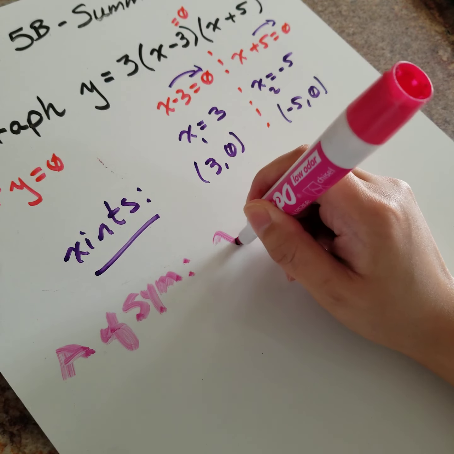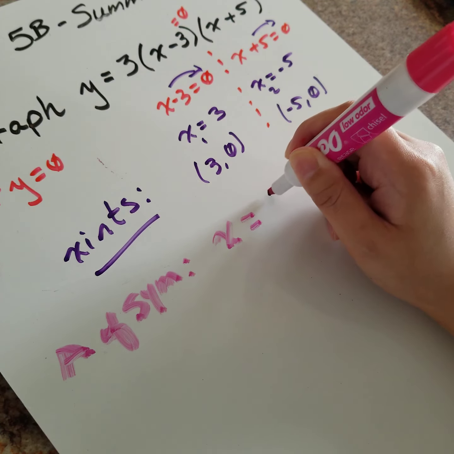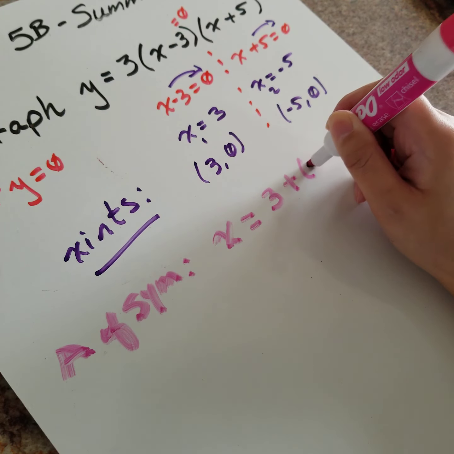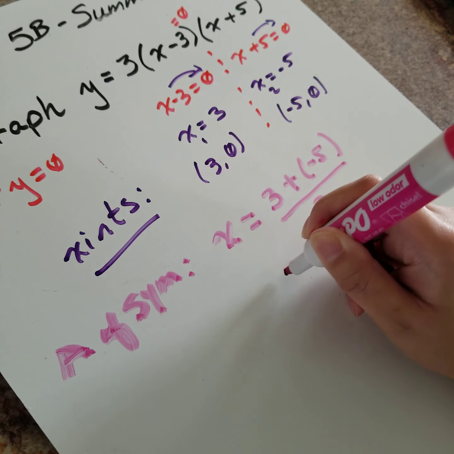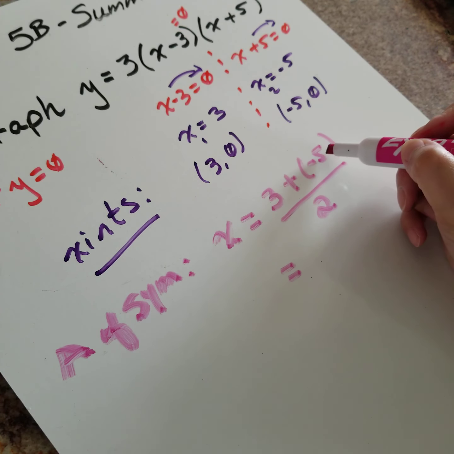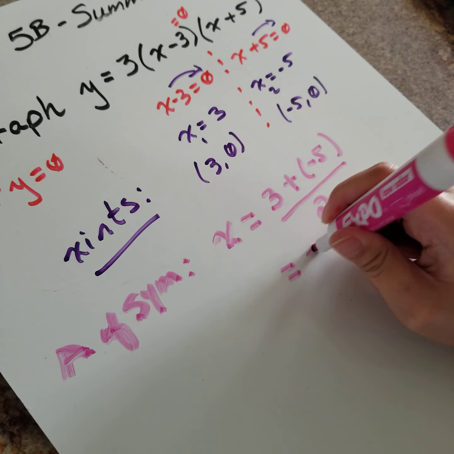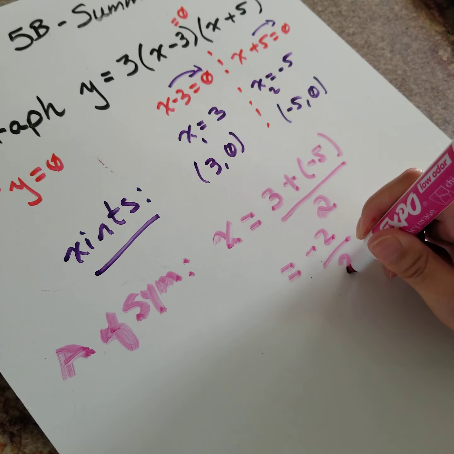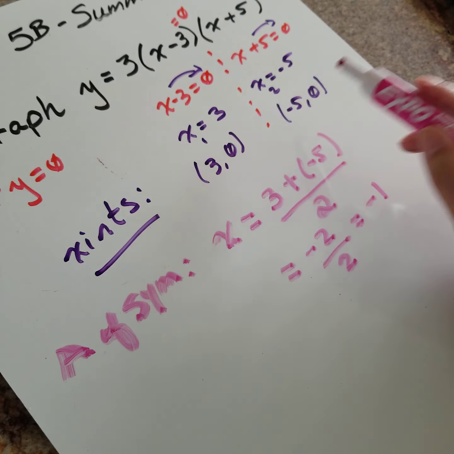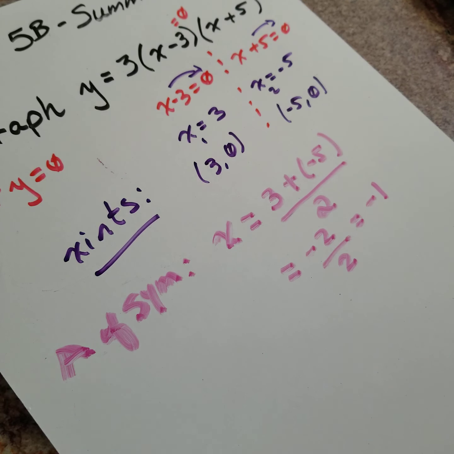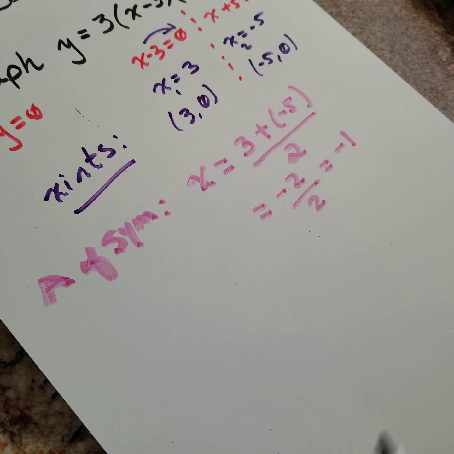So axis of symmetry. I'm going to take these two x values and I'm going to add them. So 3 plus negative 5. And if I want to find the middle, I'm going to divide it by 2. So here I have negative 5 plus 3. This is negative 2 divided by 2, which is going to give us negative 1. So that's the middle x value between the 3 and the negative 5. And as soon as I have my axis of symmetry, this will help me find my corresponding y value for the vertex.